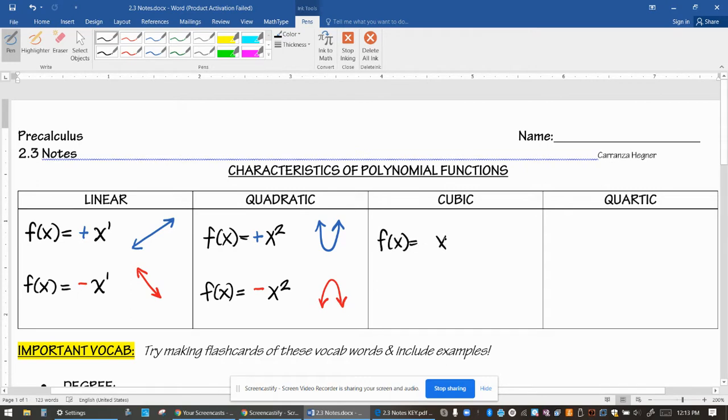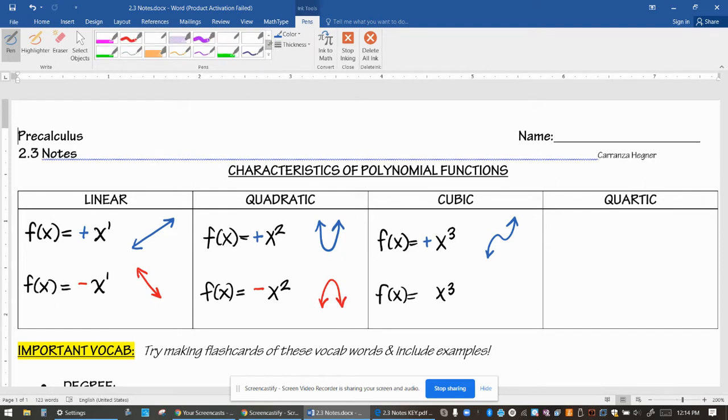Cubics have a highest exponent of 3. If the leading coefficient is positive, that means that the right side of your cubic needs to open up. I just realized I switched these colors. I'm going to stay consistent and keep doing the positive coefficients as blue. So if your leading coefficient is positive, then the right side of your graph is rising. And that's true for all the previous ones that we've done that have a leading coefficient that is positive. I'm going to review that with you guys later.